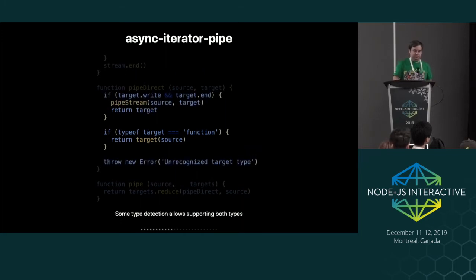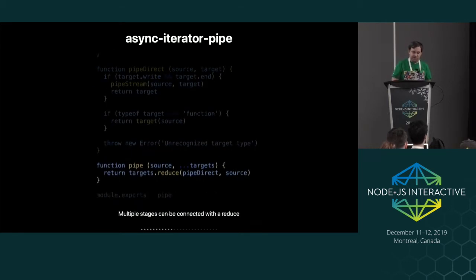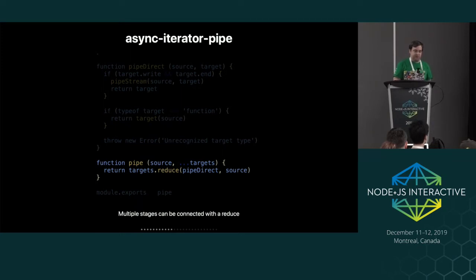And then all we have to do is just detect whether something is a stream and pick which side of the logic we want to do. And then you can just reduce all the targets. So in the pipeline, the first thing is the source, and then you're just connecting each thing in the pipeline to the next thing. So each target gets reduced into the source.